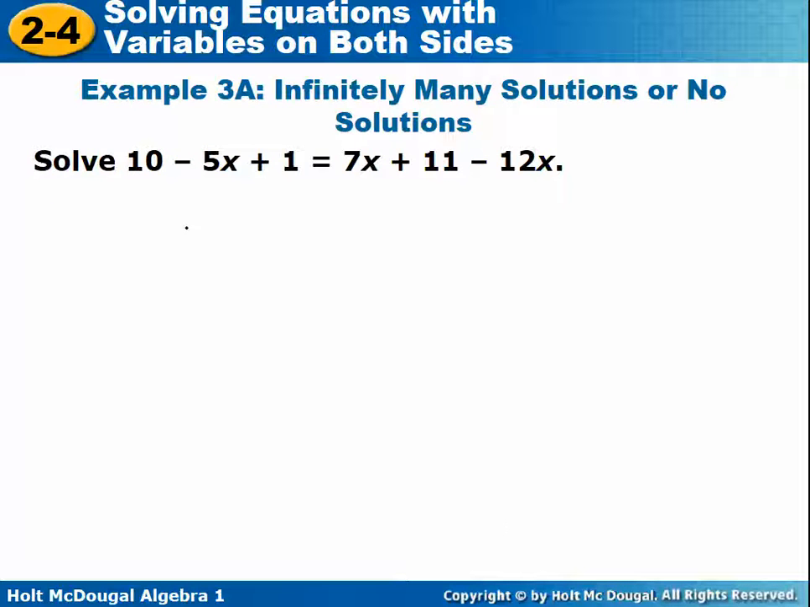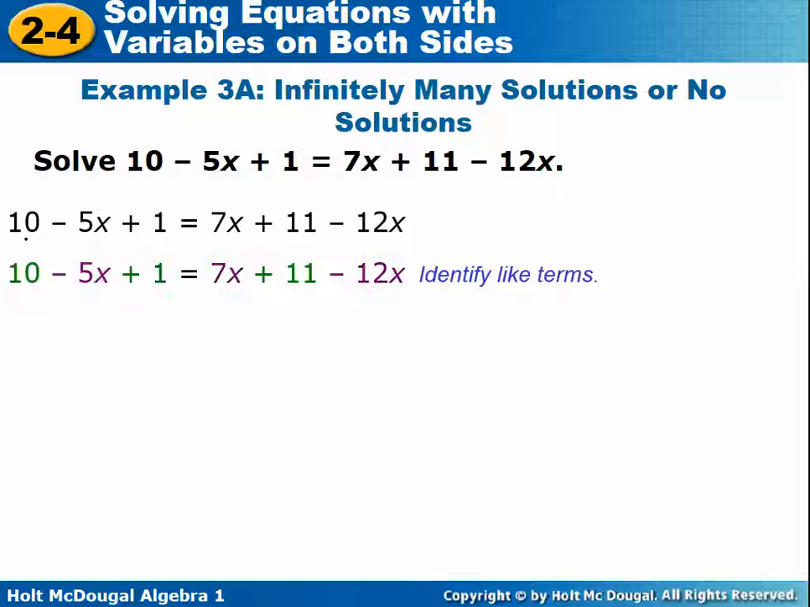So the way that you do these problems is exactly the same as all of the other ones that we've been working on. You just start solving it. It's when you get to the end that you say, oh, wait a minute, this one's different. So we start by looking to see if there's the distributive property, which there's not, and then we see if there's any like terms to combine on either the left side or the right side. And there's like terms. On the left side we have 10 plus 1, and on the right side we have 7x and minus 12x.